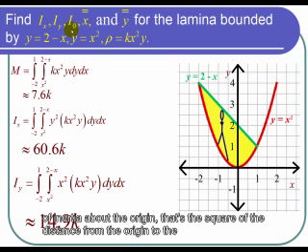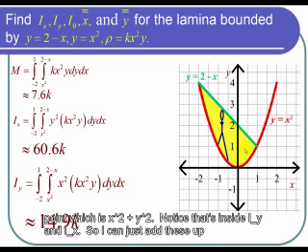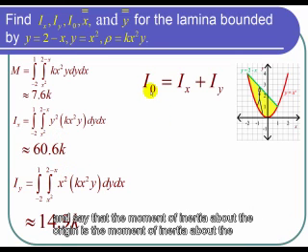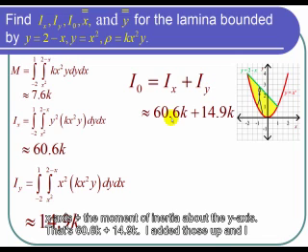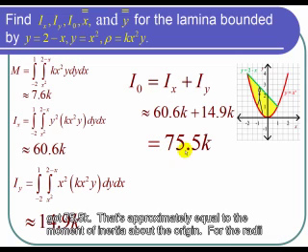To find the moment of inertia about the origin, that's the square of the distance from the origin to the point, which is x squared plus y squared. And notice that's inside I sub y and I sub x. So I can just add these up and say that the moment of inertia about the origin is the moment of inertia about the x-axis plus the moment of inertia about the y-axis. And that's 60.6 k plus 14.9 k, and I added those up, and I got 75.5 k. And that's approximately equal to the moment of inertia about the origin.